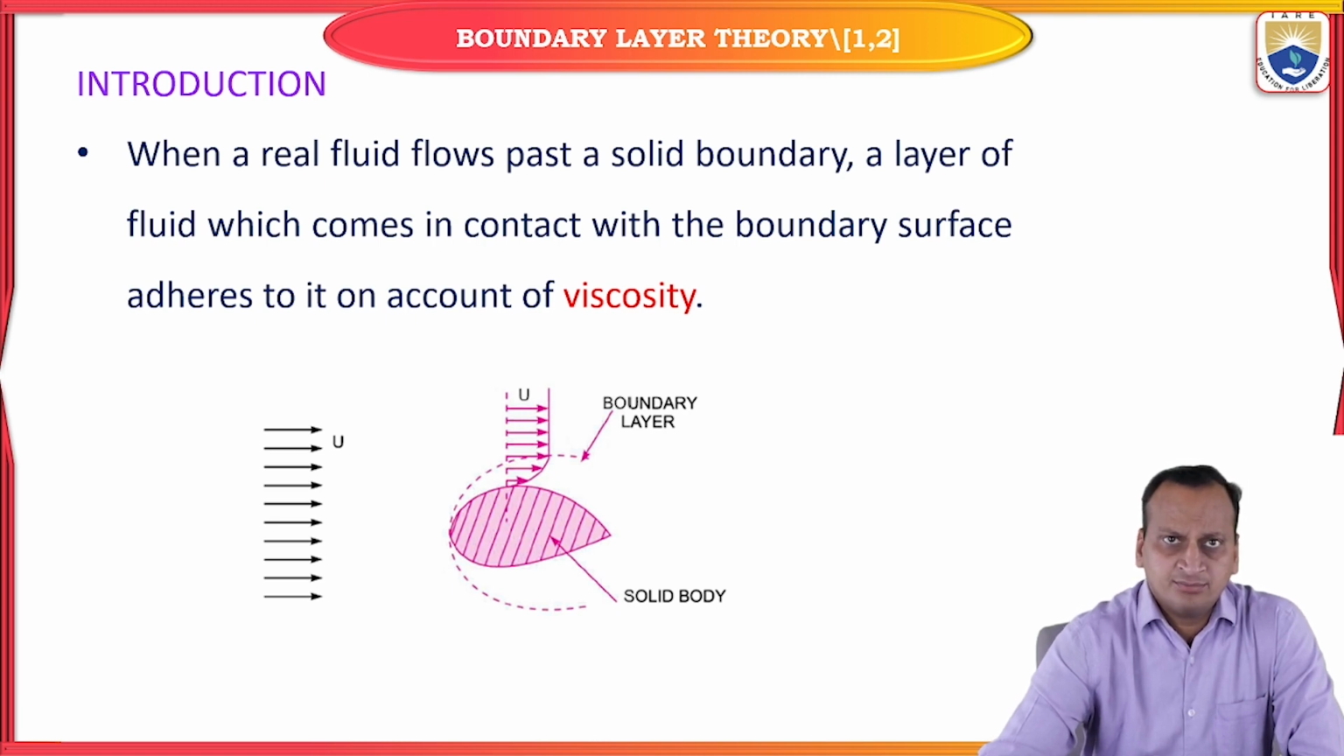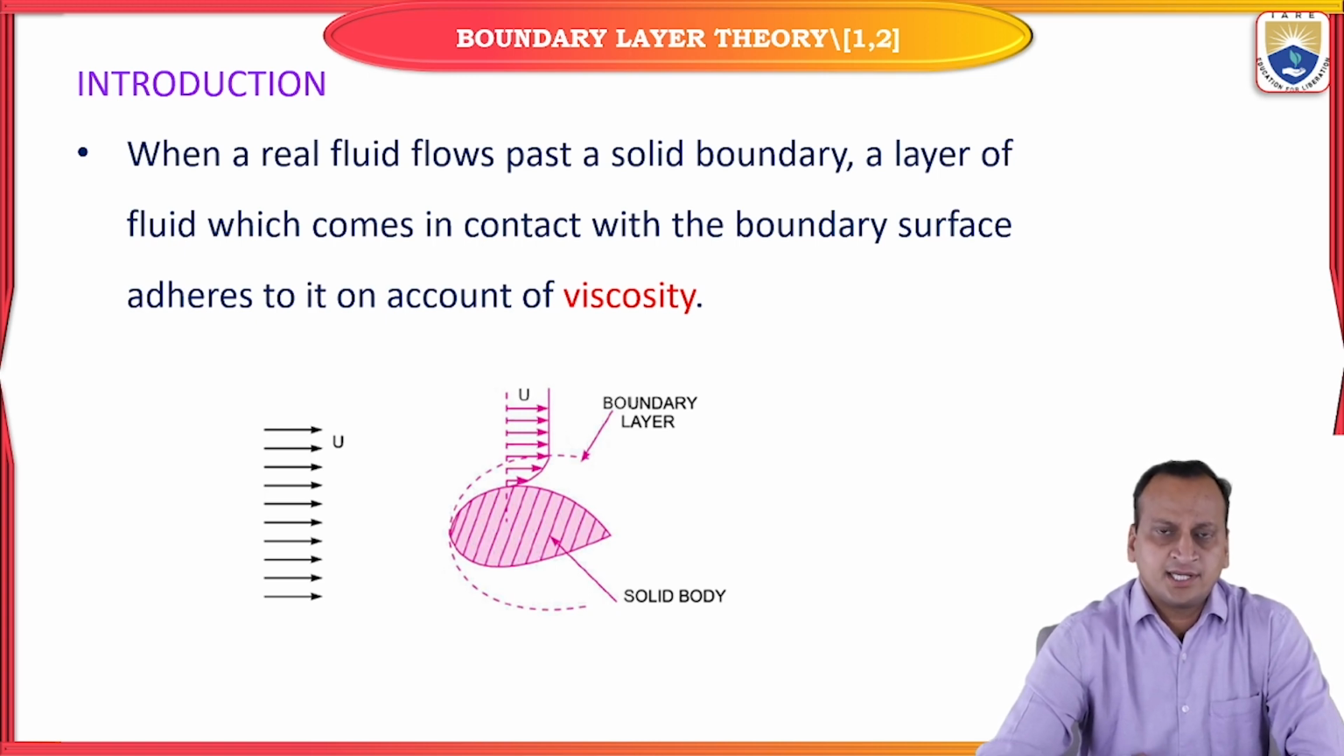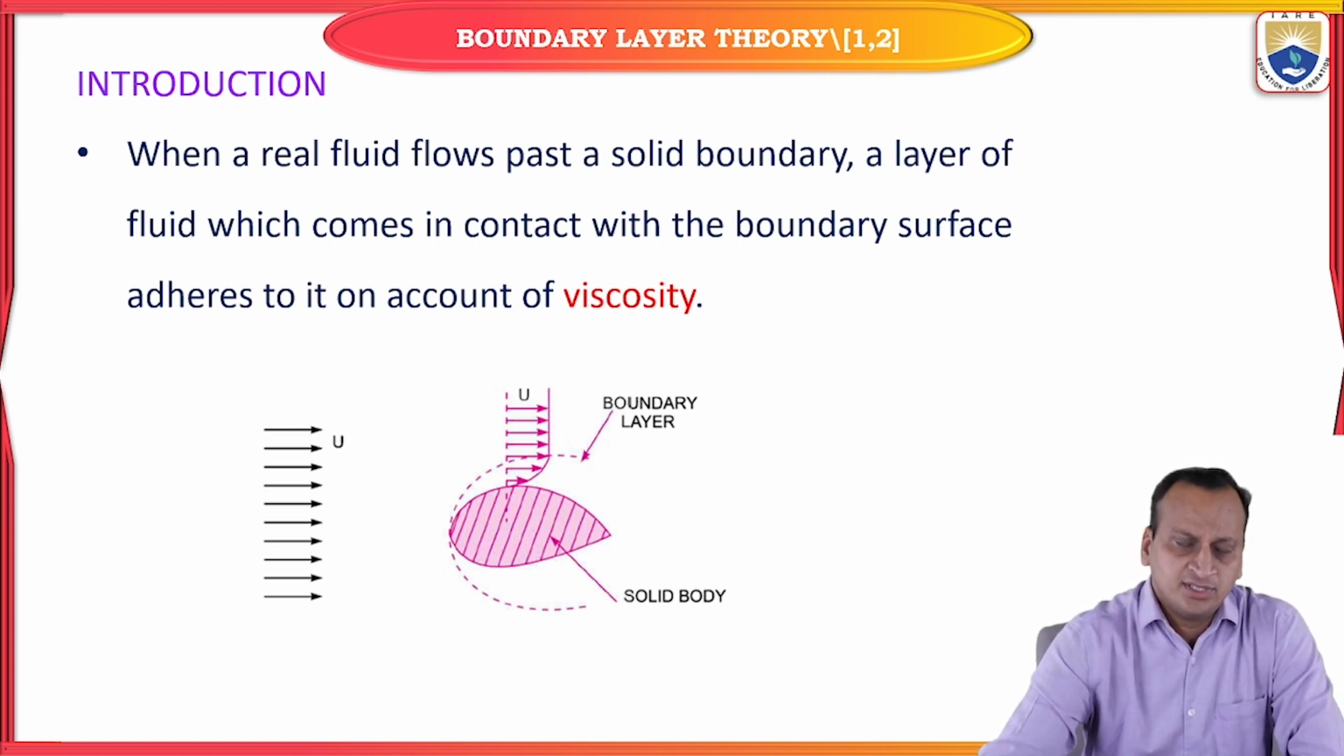So under a submerged liquid, if a solid body is kept, how many types of flows will be there, how velocity is going to vary, etc. All the parameters can be seen under boundary layer theory. So boundary layer theory is basically this.